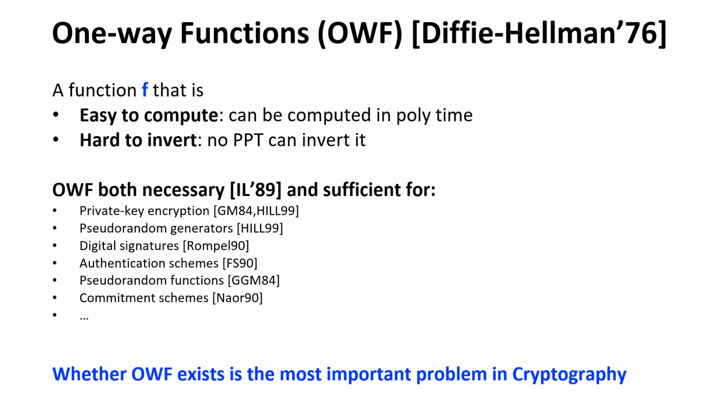And we all know that the one-way function is really the most central object in cryptography, and it is both necessary and sufficient for basically the whole world of private-key primitives. So whether one-way functions exist is unequivocally the most important problem in cryptography.